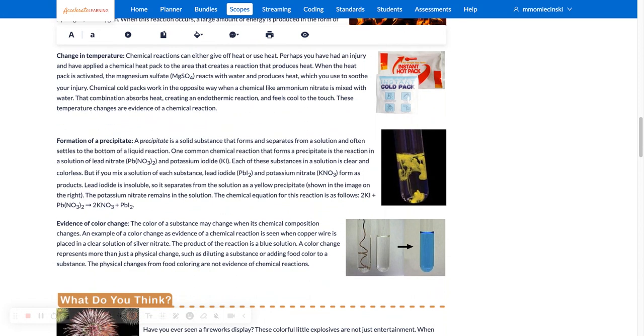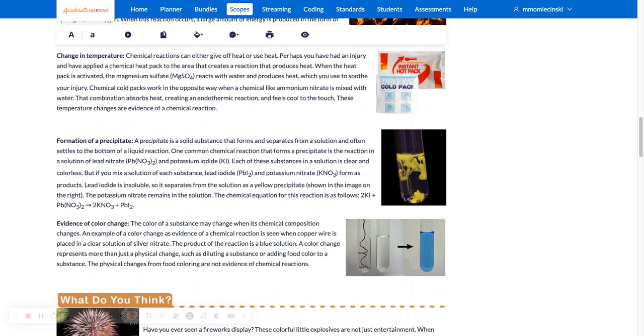Change in temperature. Chemical reactions can either give off heat or use heat. Perhaps you have had an injury and have applied a chemical heat pack to the area that creates a reaction that produces heat. When the heat pack is activated, the magnesium sulfate reacts with the water and produces heat, which you use to soothe your injury.